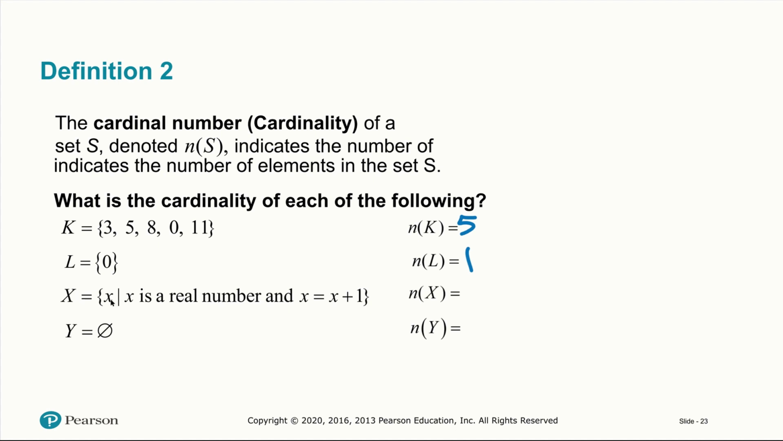How about this set? The set of all x such that x is a real number and x equals x plus 1. Now, that's an interesting question, right? Because can you think of any real number that is the same as itself plus 1? How can that be? Well, if you take any real number, let's say we take 2, what happens if you add 1? That becomes 3. That's a completely different number, so they're not equal, right? You can do that with any real number.